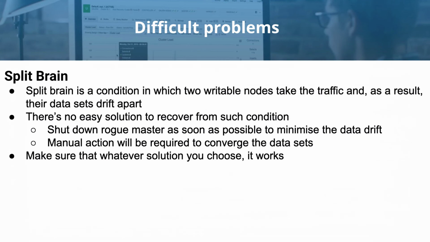So as we have mentioned earlier, another difficult problem to handle is split brain. Split brain is a condition in which two writable nodes take the traffic and as a result their datasets drift apart. There's no easy solution to recover from such a condition. Shut down the rogue master as soon as possible to minimize the data drift. Manual action will be required to converge the datasets. Make sure that whatever solution you choose, it works.